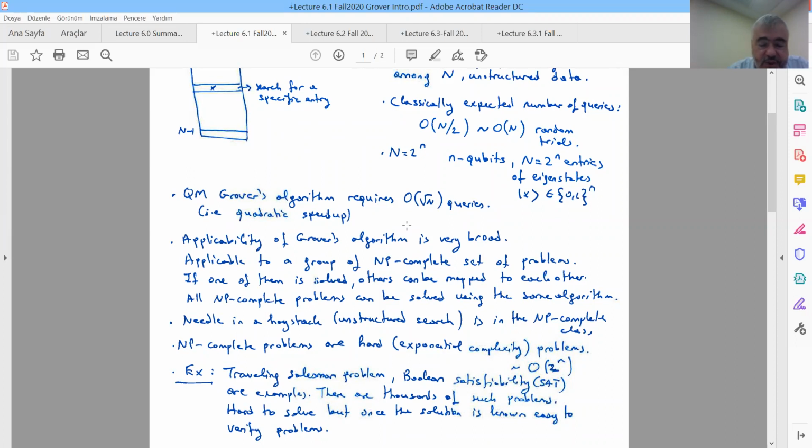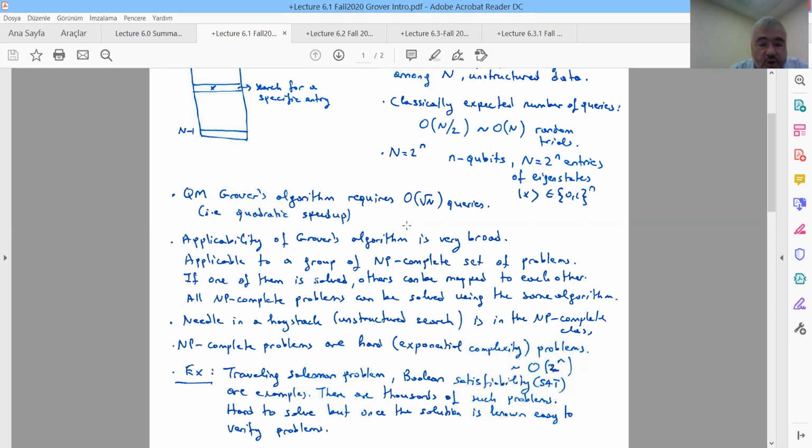The traveling salesman problem, a famous problem, is an NP-complete problem. The Boolean satisfiability problem is an NP-complete problem. And there are thousands of them. We see this in many, many areas of science, in physics, chemistry, math, thousands of problems that we can map to this NP-complete set of problems. So if one of these problems is solved, that means all the other problems in this NP-complete set can be solved using the same algorithm.